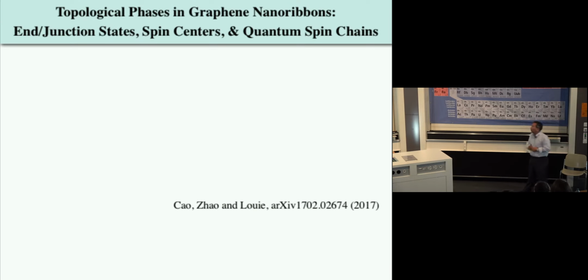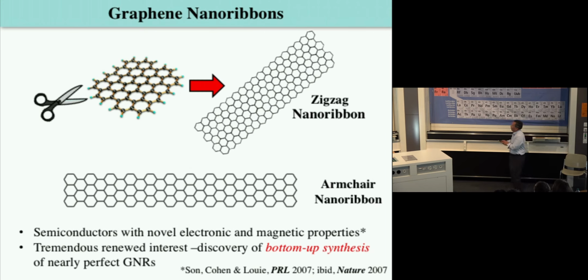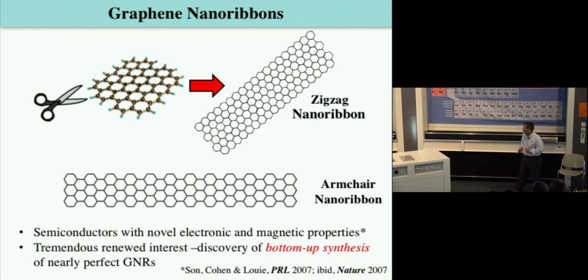Now let me talk about topological phases in graphene nanoribbons. You take a piece of graphene, you cut it into a ribbon. If the width is on the order of a nanometer, then we call that a nanoribbon. And of course, you could cut it in different ways. For example, this ribbon we call a zigzag nanoribbon because the edge has a zigzag shape. And a ribbon like this we call an armchair ribbon because of the shape of the edge.